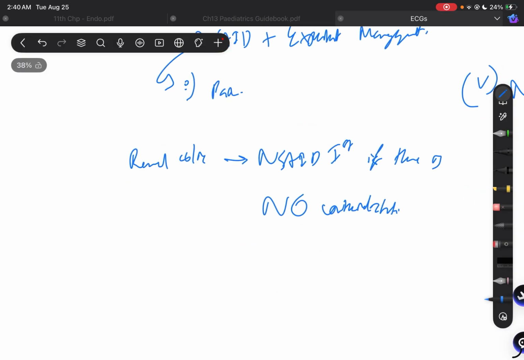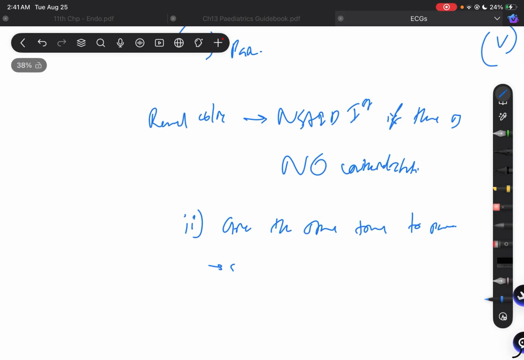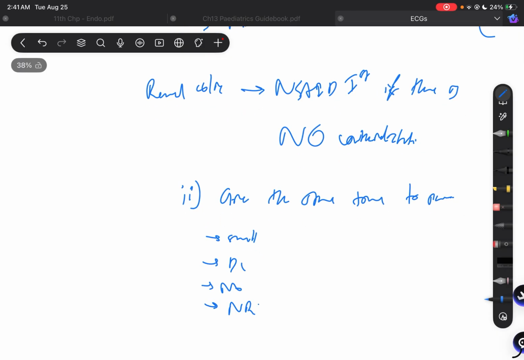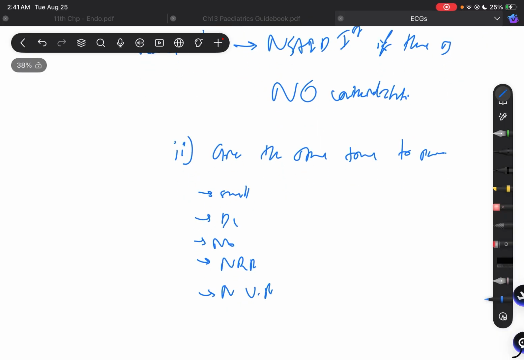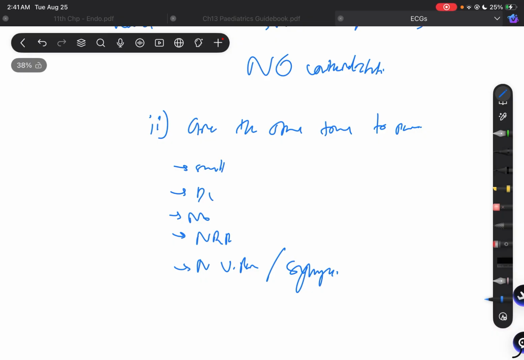The second part of this management plan is that we give the stone time to pass. The patient has a small stone, distal location, no infection, normal renal function, and no uncontrolled pain or symptoms. Therefore there is no indication in this stem for emergency decompression or immediate stone destruction. Hence we go for expectant management.